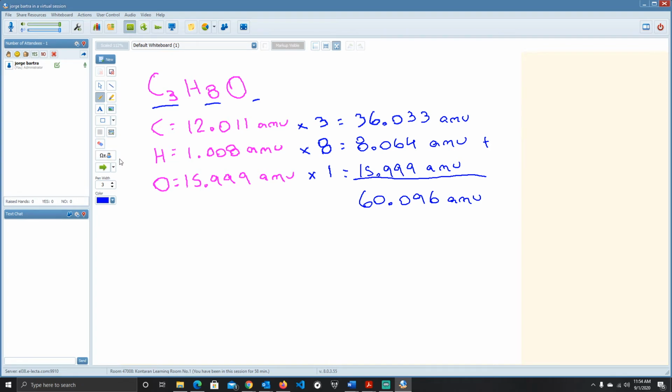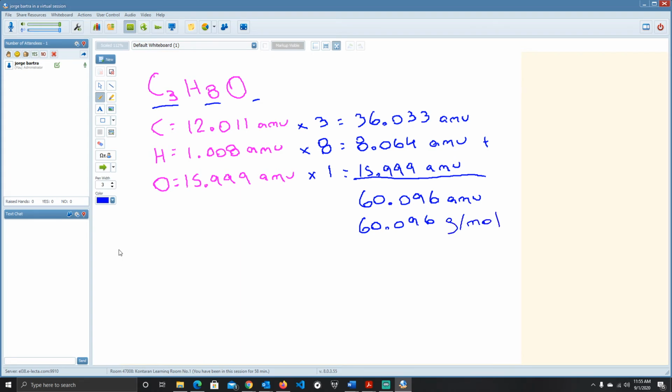So if, let's say, I want to use this for some other calculations, if you were to use this as molecular weight, then this would be 60.096 moles. I'm sorry, grams. Let me erase that quickly. Grams per mole. So let me just write that down, grams per mole.